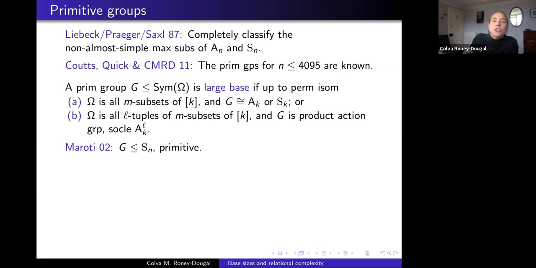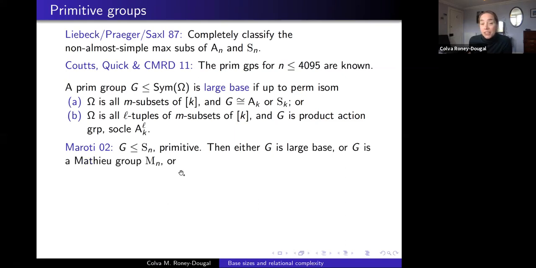So here's one thing we can do for the values of n where we don't know the maximal subgroups. Babai showed that if G is primitive and is a subgroup of Sn, then either G is large base, so I've just given you quite a precise description there of what G is, you can work directly with that description, or it's a Mathieu group, M_n, so natural representation on n points, or it's small. In particular, it's got size at most n to the 1 plus log n.